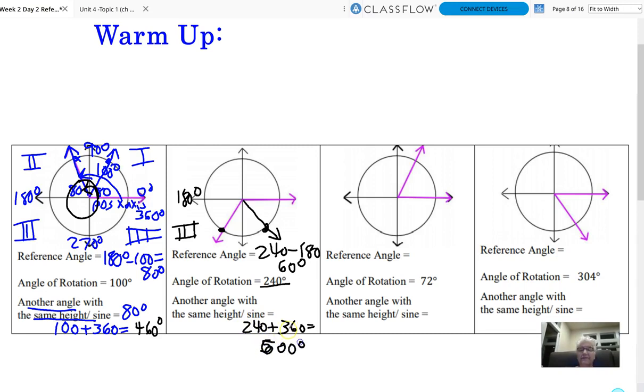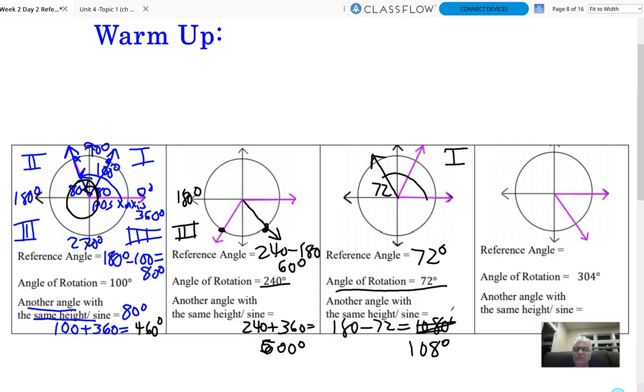600 degrees even. In the first quadrant, the angle of rotation is the same as the reference angle because it's positive and between 0 and 90. And to get an angle with the same height, you could use this reference angle and then say 180 minus 72, I believe that's 108. Oh, that's not 108; 108 would be the same sine value as 72.